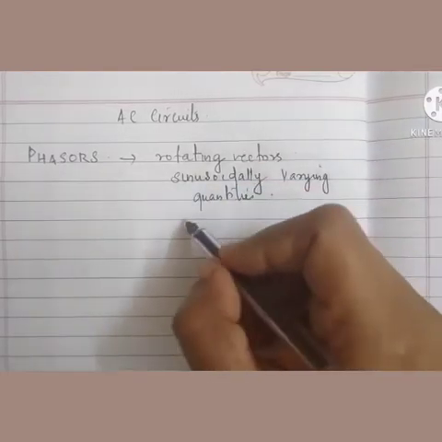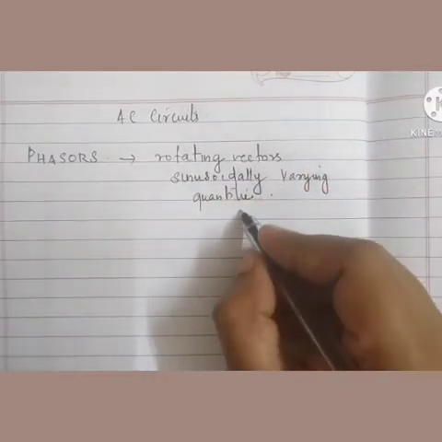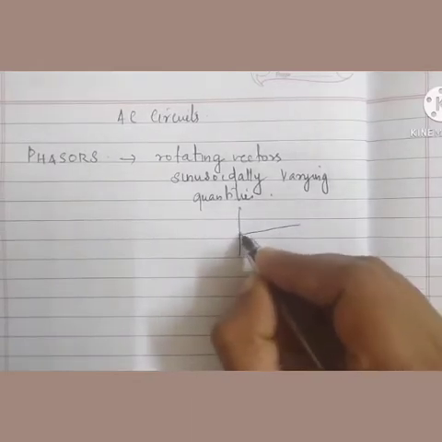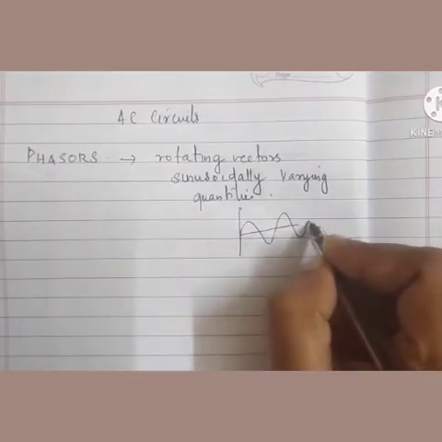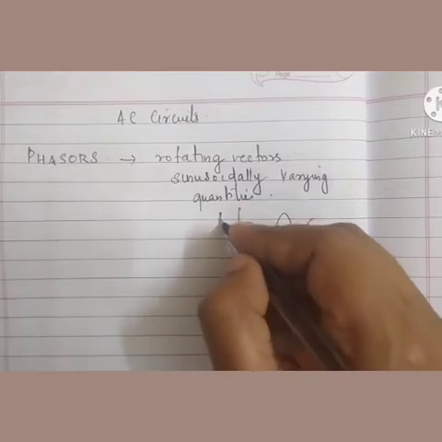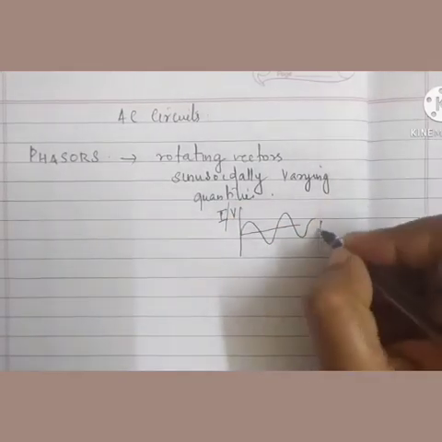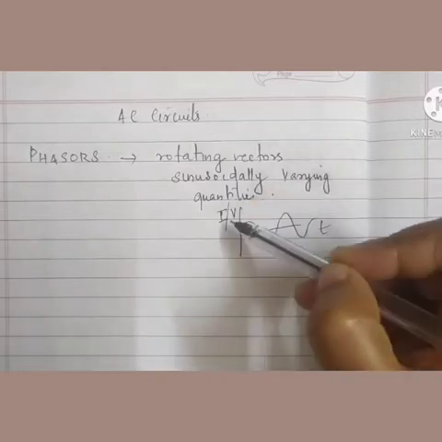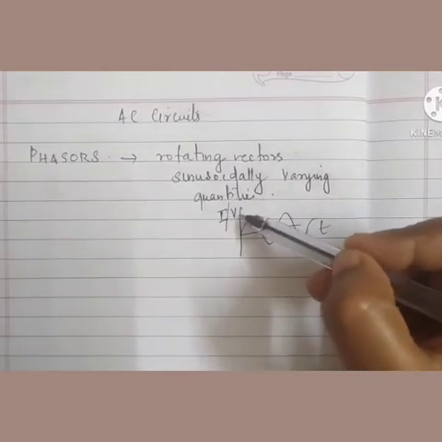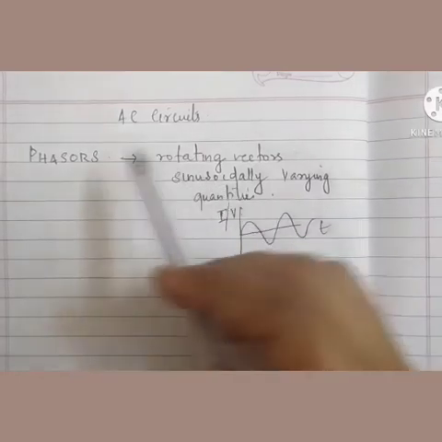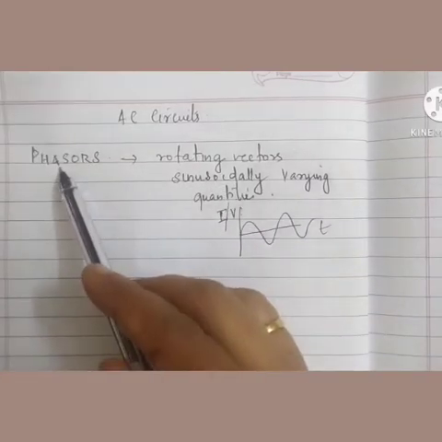Sinusoidally means what? As yesterday we have studied that alternating EMF and current can be represented in the form of sine or cosine waves. It can be current or it can be voltage, isn't it, with respect to time. So such quantities, that is alternating EMF, then alternating current, etc., can be represented with the help of phasors.